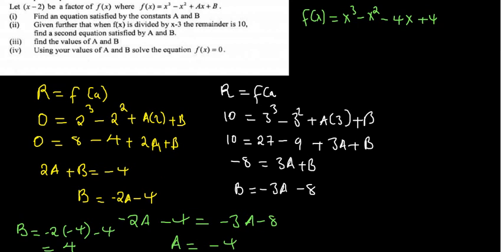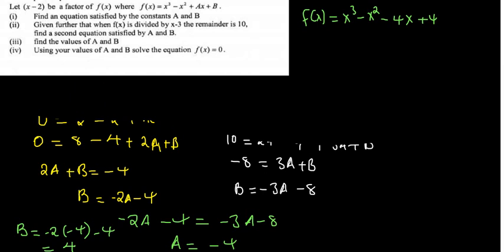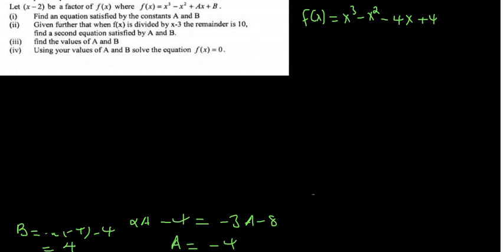Okay, so this is what we are going to have as a new equation. Now we want to solve the equation f of x is equal to 0, meaning that this will become x to the power 3 minus x to the power 2 minus 4x plus 4 being equal to 0.